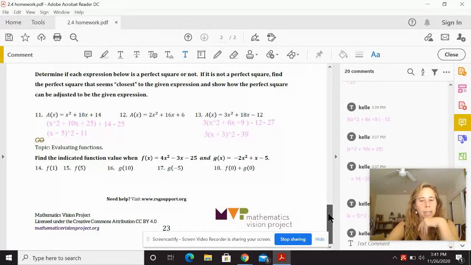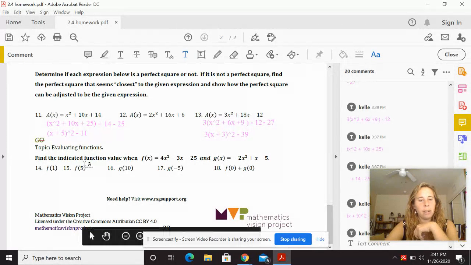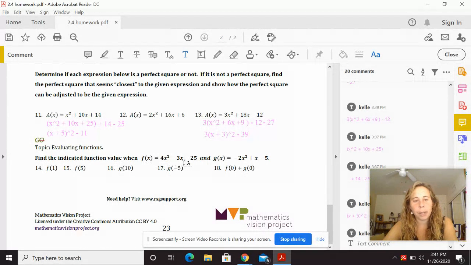Okay, the last thing on your homework, find the indicated function value. They give you two different equations: f of x equals 4x squared minus 3x minus 25, and g of x equals negative 2x squared plus x minus 5. Make sure you're paying attention. If it's f of some number, use this equation. If it's g of some number, use the g equation.